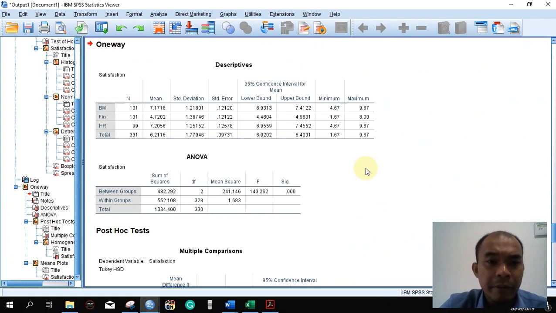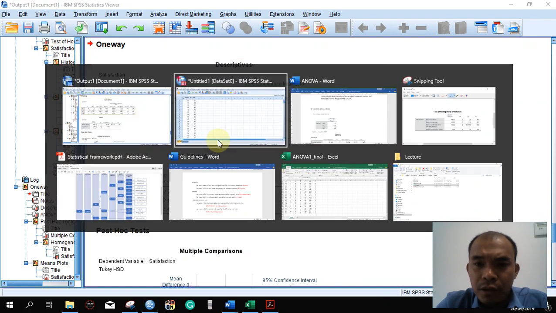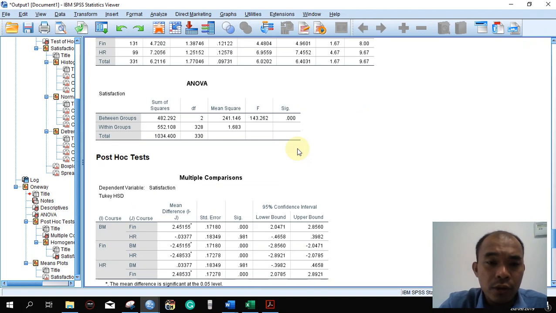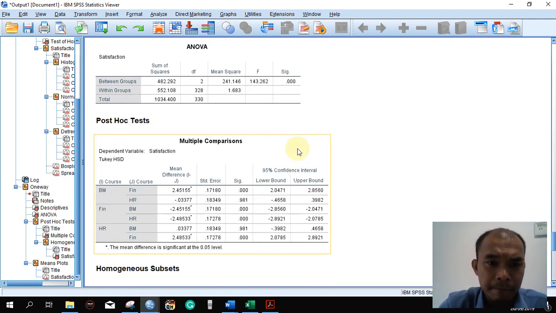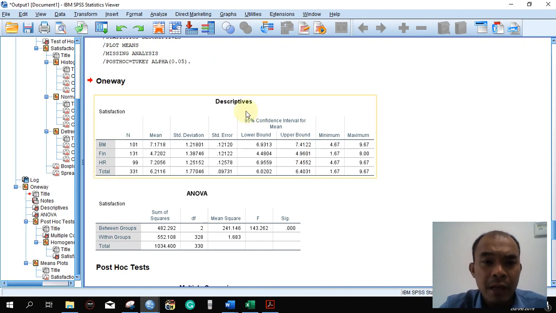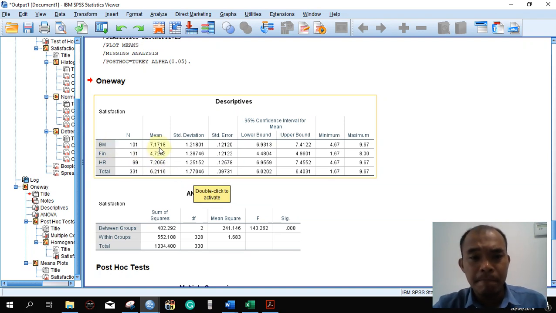Okay, so this is the descriptive. This is very important here. If we take a look at the results, the first thing that we have to do is proceed with the descriptive. The descriptive here states that the satisfaction level for BM is 7.1. The satisfaction level for finance is 4.7. And the satisfaction level for HR is 7.2.